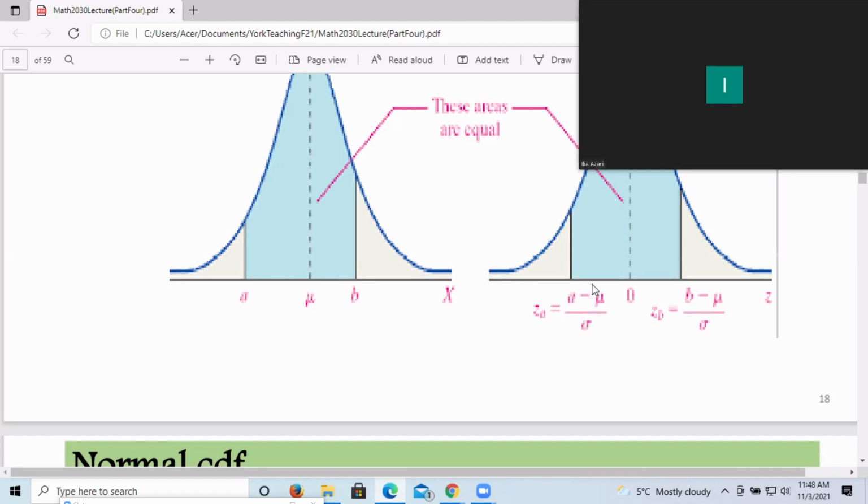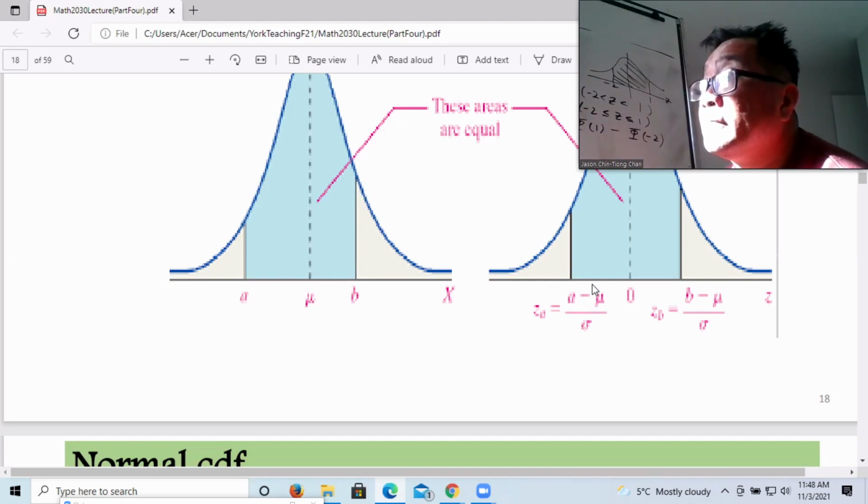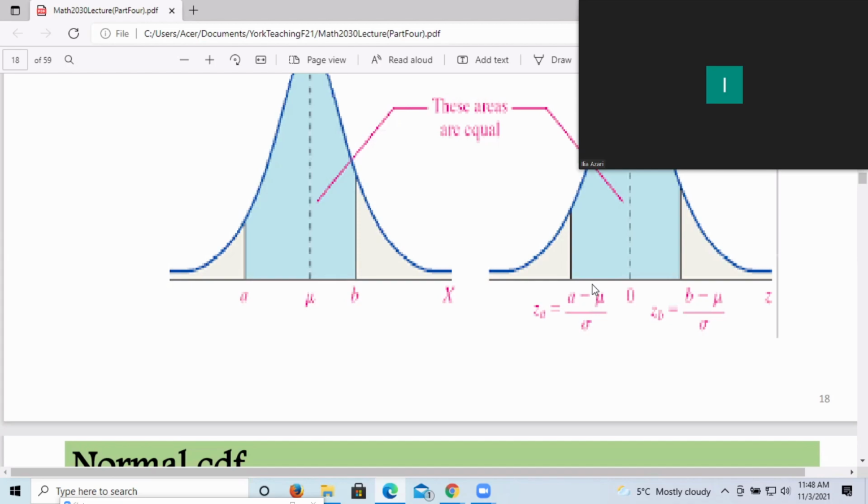Sir, the whiteboard is kind of cut off. Do you mind moving it closer to you? No, the other way. Yeah, perfect. Thank you.